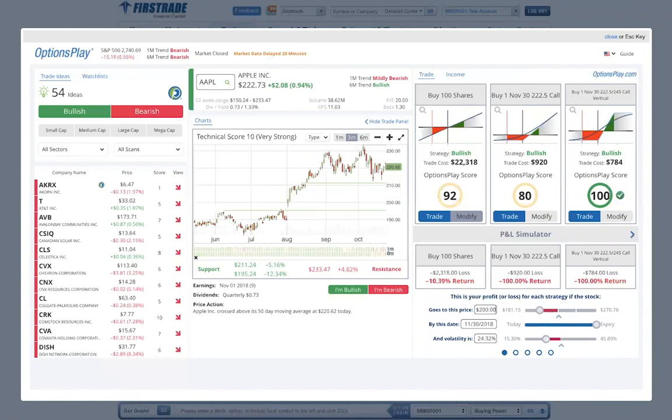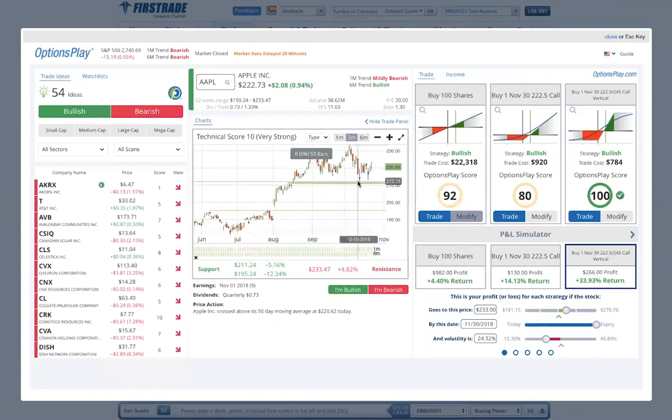And if it did that, if I bought the stock, I'd lose $2,300. If I bought the call, I'd lose $920. If I bought the spread, I'd lose $784. So I do still risk the least amount of money here. But if the stock goes to 233, I'm only making a 33% profit. So I'm making $266 versus risking $784. In my opinion, this is not a super attractive trade.